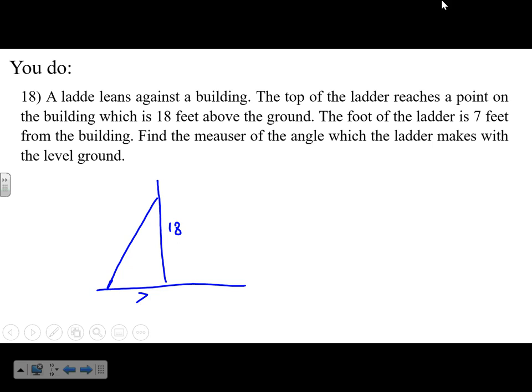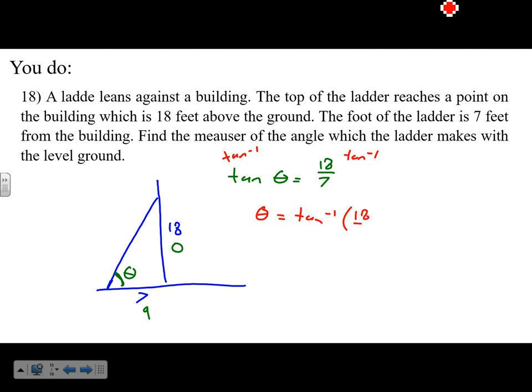So again, we're looking for this angle now, for the opposite and the adjacent. That means we're using tangent. Tangent of this angle is equal to the opposite over the adjacent. And again, now we're using the inverse of tangent. So theta is equal to the inverse tangent of 18 over 7. That angle ends up being 68.749, so I'm going to put 68.75.